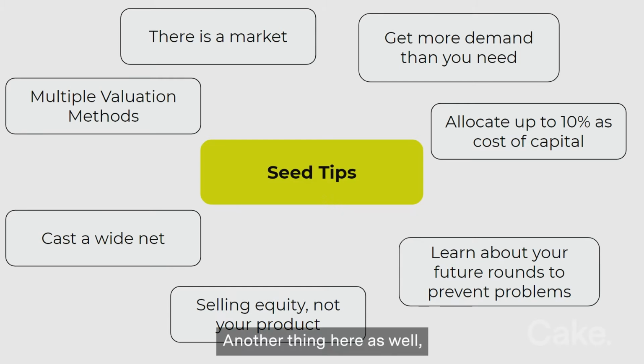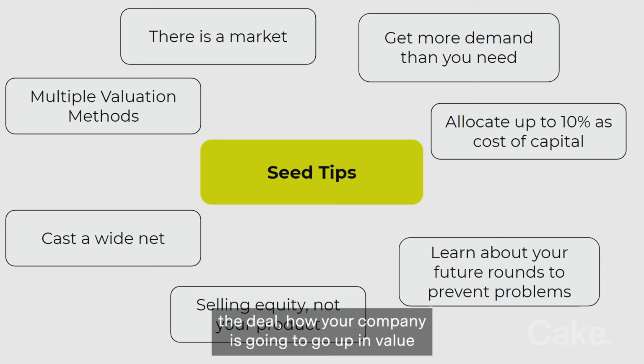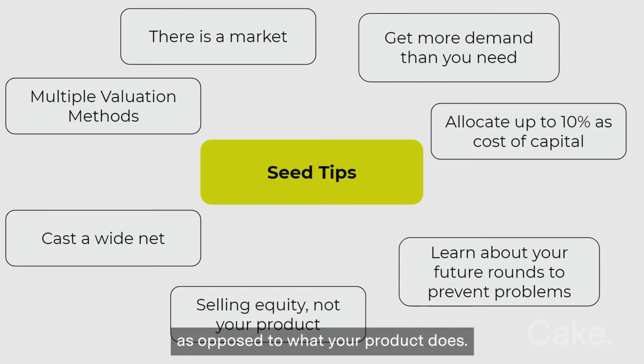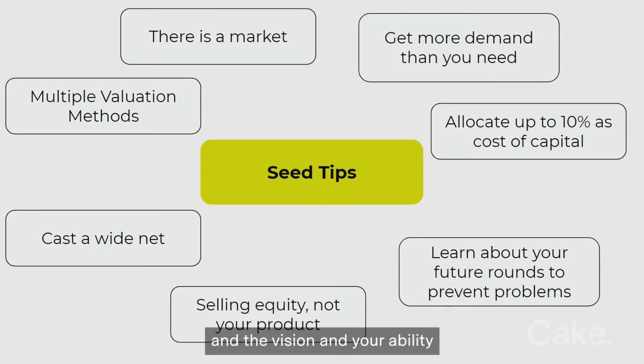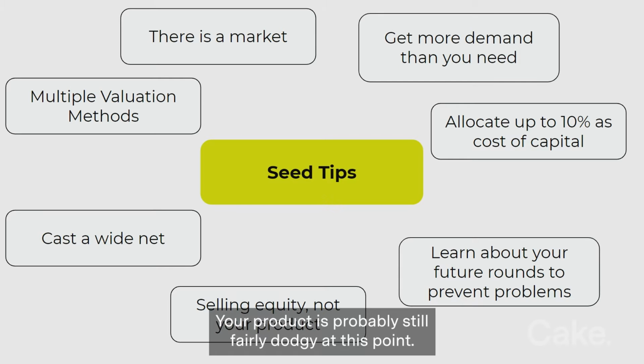Another thing, just to remind you guys of, is make sure you're selling your company, selling the equity and not your product. You don't want to be out there pitching your product to investors. You want to talk to them about your company, the deal, how your company is going to go up in value, and those sorts of things, as opposed to what your product does. Of course, your product is important, but in these very early stages, investors are much more investing in you as founders and the vision and your ability to tackle that problem over time. Your product is probably still fairly dodgy at this point.